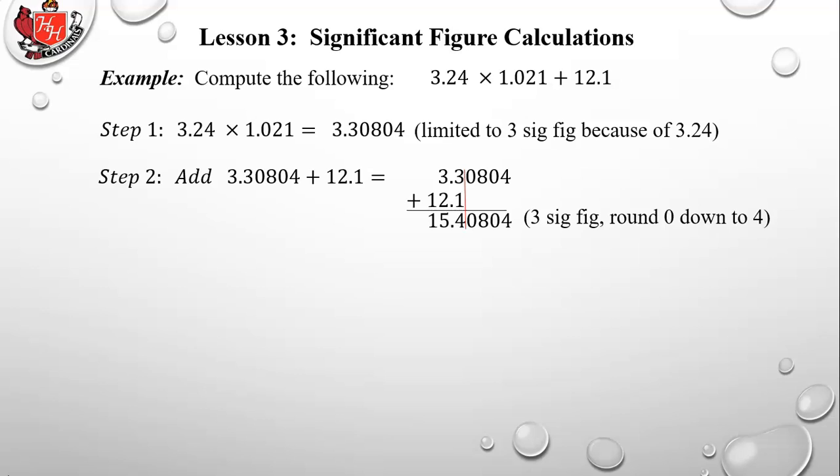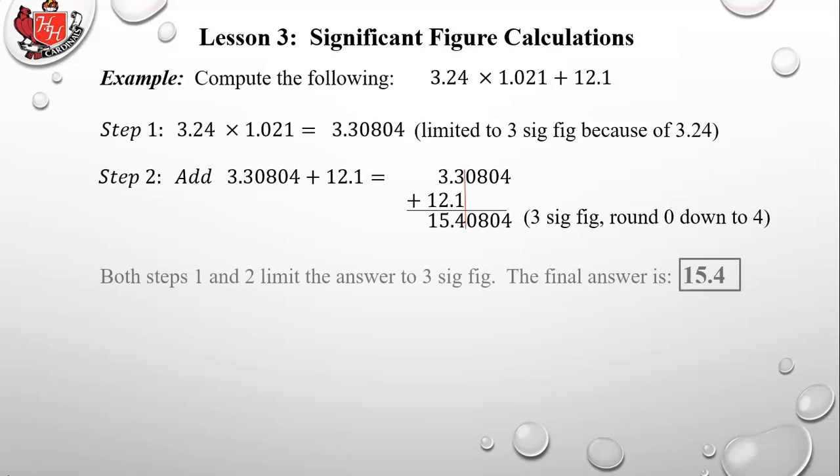You add everything up. You still haven't cut off any digits, and you get 15.40804. Okay, so the addition also gives us three significant figures, the 15.4. So both the multiplication and the addition gave us three significant figures. If one of them had been less than the other, that's the one you would use for the final answer. But in this case, both are 3. So both steps 1 and 2 limit the answer to 3 sig fig. So the final answer is 15.4.